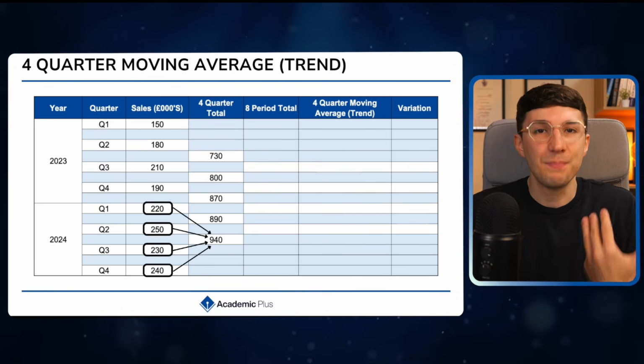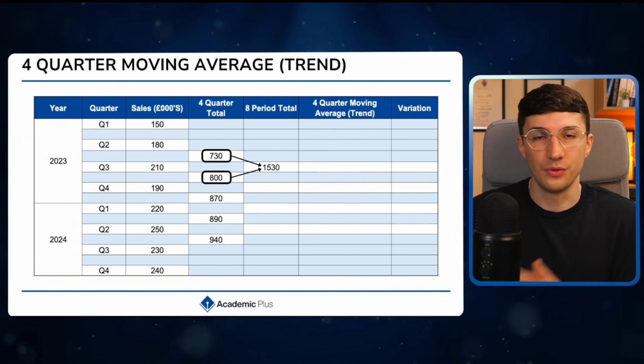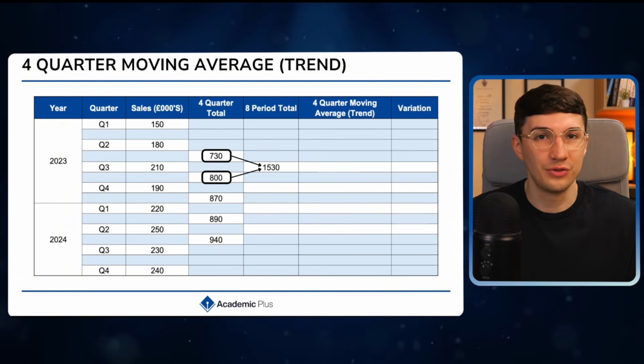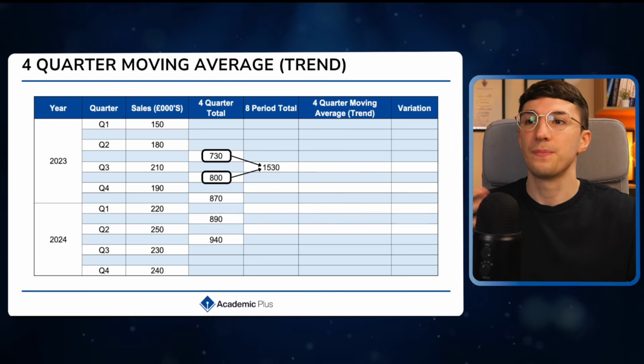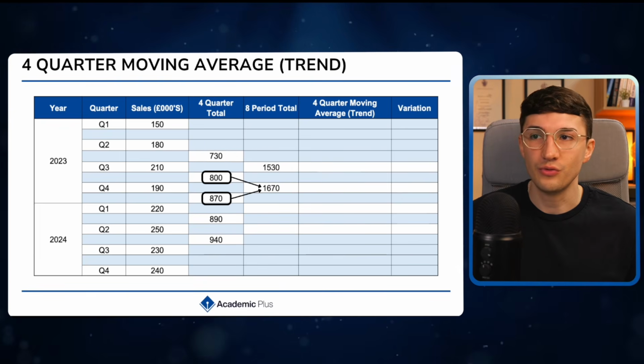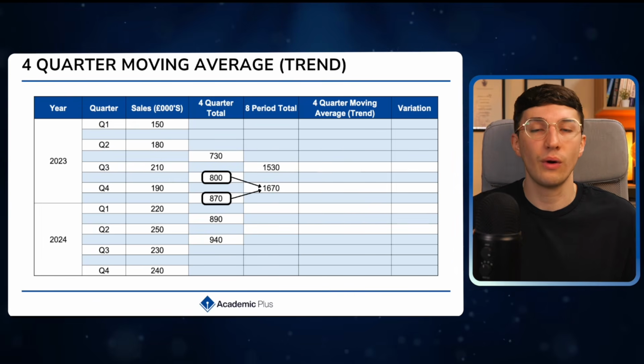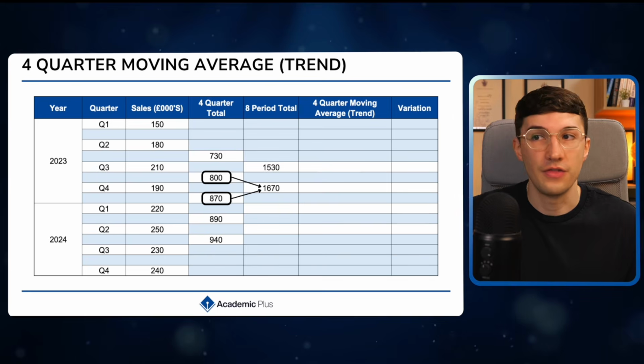Now, to get the 8-period total, you just add 2 of them together because 4-quarter total plus another 4-quarter total, 4 plus 4, gives us 8. Then we do that again. We do 800 plus 870 gives me an 8-period total of 1,670. Then we do that again.